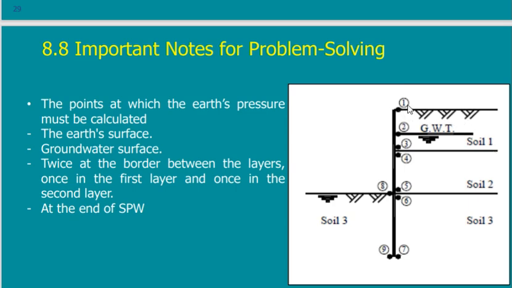I'm going to start with the surface. This is the top of soil layer number 1, and point number 3 is the bottom of layer 1. Point number 4 and point number 5 are the top and bottom of layer number 2. Point 6 and point 7 are the top and, I can say, bottom, but it is not the bottom of the layer, it is the end of the wall. I don't want anything below the wall. So I will calculate at 6 and 7.